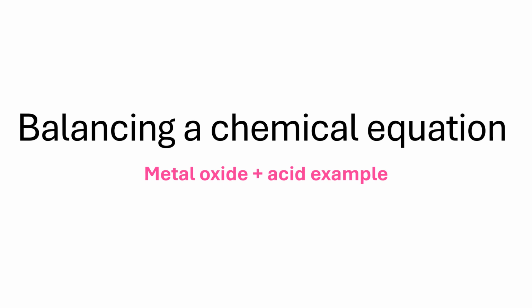Hi, and welcome to this look at how to balance a chemical equation. This is aimed at the very beginning of the A-level chemistry course. We're going to look at an example of a metal oxide reacting with an acid. I'll take you through the stages of recall, how you construct the formula, and how you then balance it, so you then have everything in place.